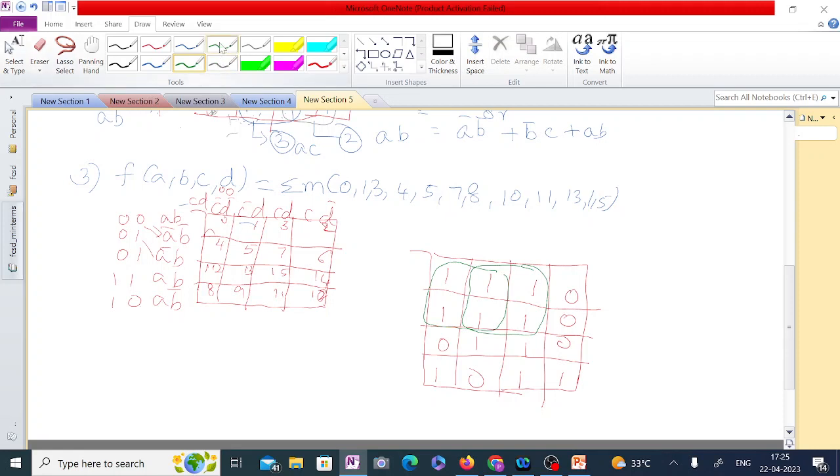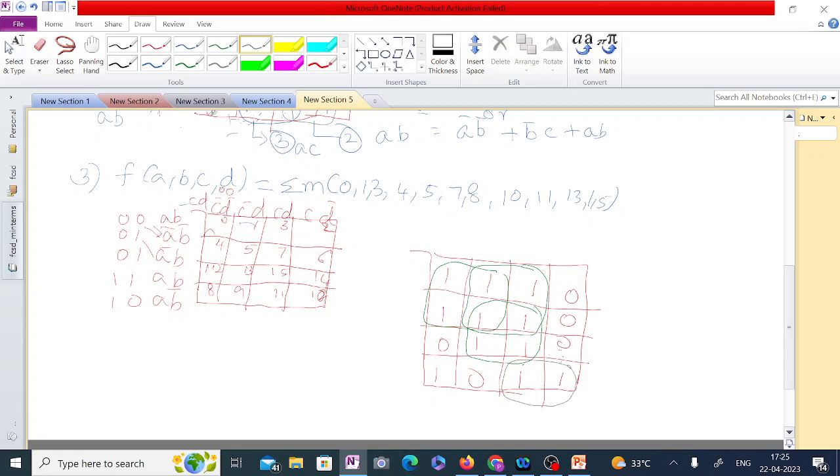Change the color. The overlapping ones are fine. So here I have one more quad. Then here, see, I can have a quad here, but this one would be left out. So it's of no use.